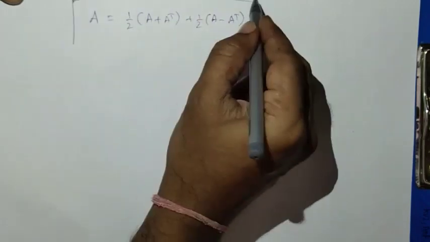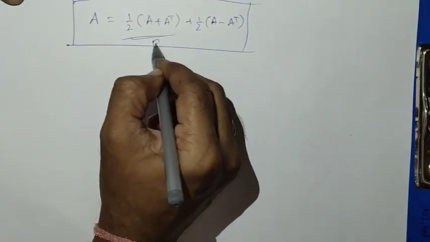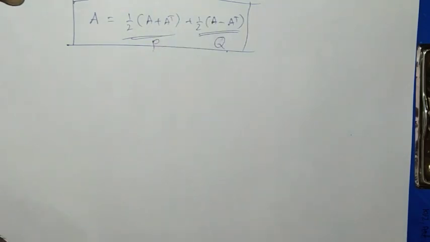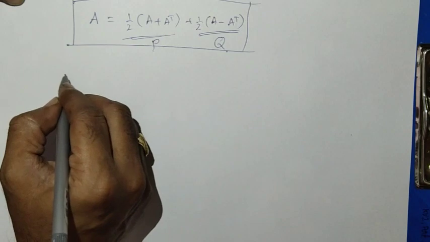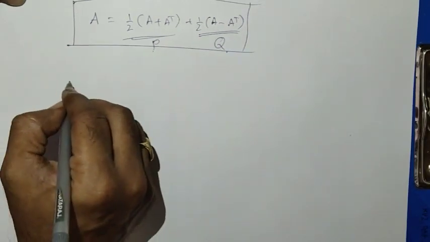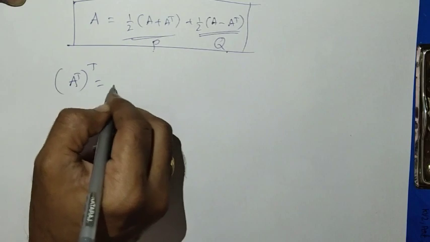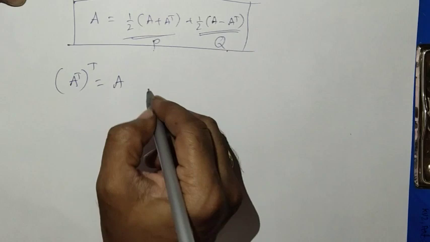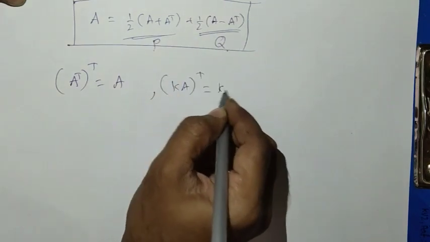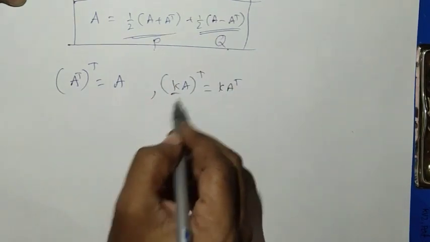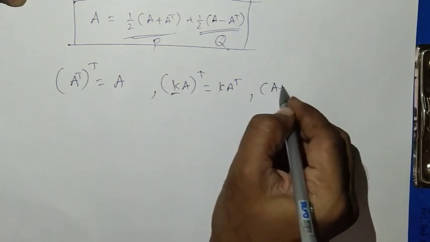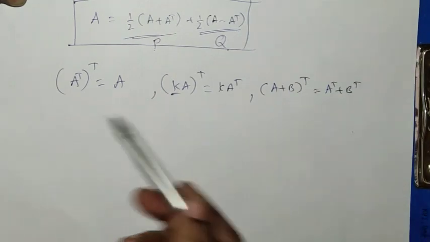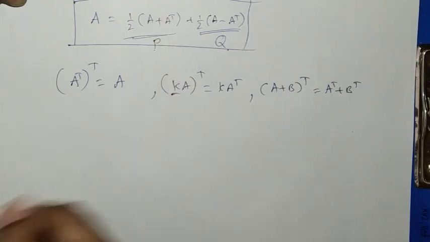The first one is a symmetric matrix P, and I can write the second one as Q. If you take P plus Q, P is symmetric and Q is skew symmetric, which I have to explain. Before that, let me explain some properties of the transpose of a matrix. A transpose, whole transpose, will be equal to A. That means you interchange rows and columns two times, so you get the same matrix. Also, K into A whole transpose is equal to K A transpose, where K is a constant. And also, A plus B whole transpose can be written as A transpose plus B transpose. I am going to use these properties for proving this symmetric and skew symmetric.